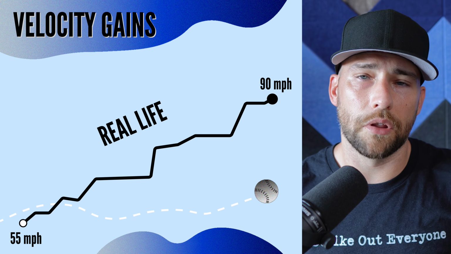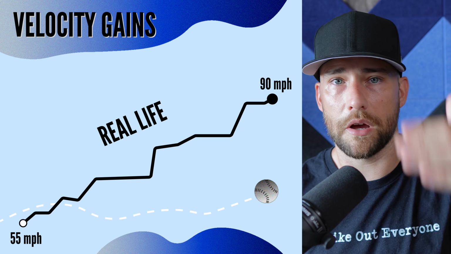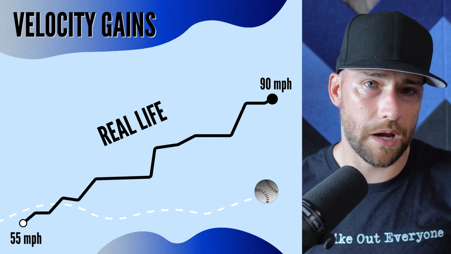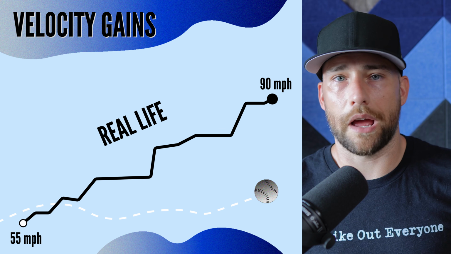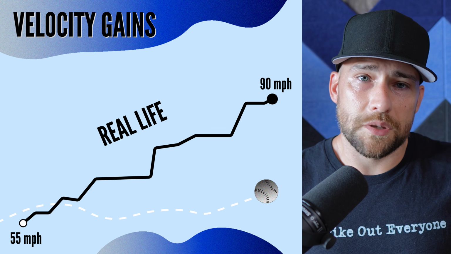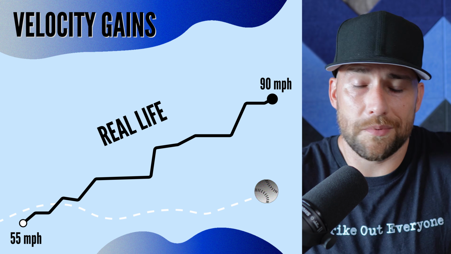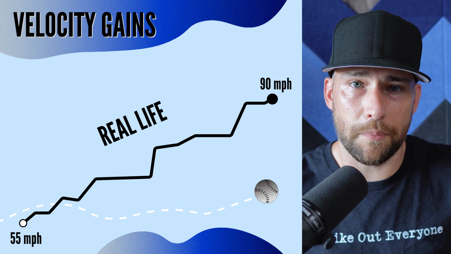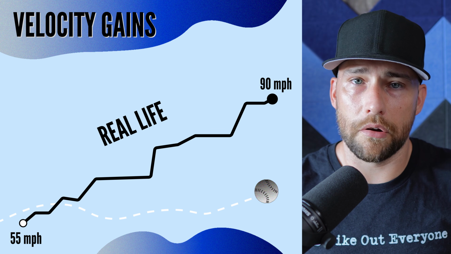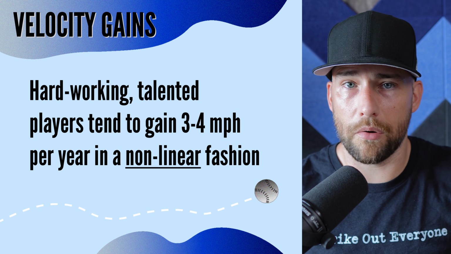So understand that in real life, your velocity curve, your route from today to 90 miles per hour, is not going to be a nice clean line. It's going to be a very messy up and down line, exactly like mine was, exactly like every player that I've ever worked with was. You cannot predict when you hit your growth spurts. When you do hit your growth spurts, you'll have big jumps. You might gain 5, 6, 7, sometimes 10 miles per hour in a year because you grew 20 pounds, you shot up 4 inches, and your mechanics got better, and you got stronger in the weight room. So that year, you might get a 10 spot. And then the next 2 years, you might get 1 mile per hour combined.